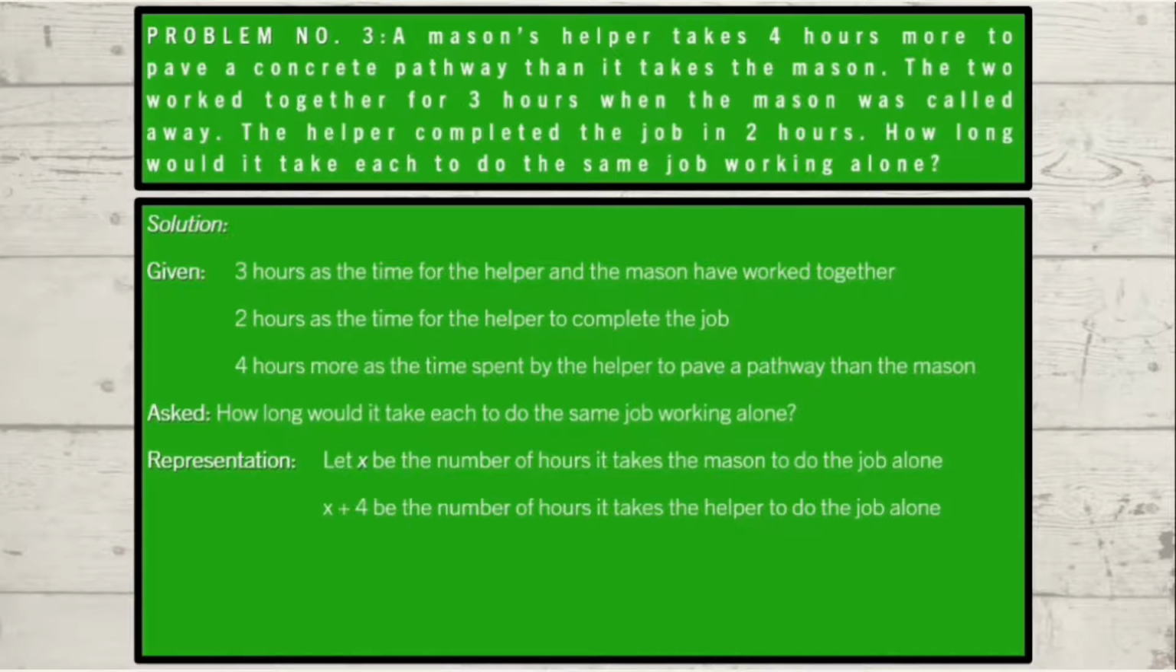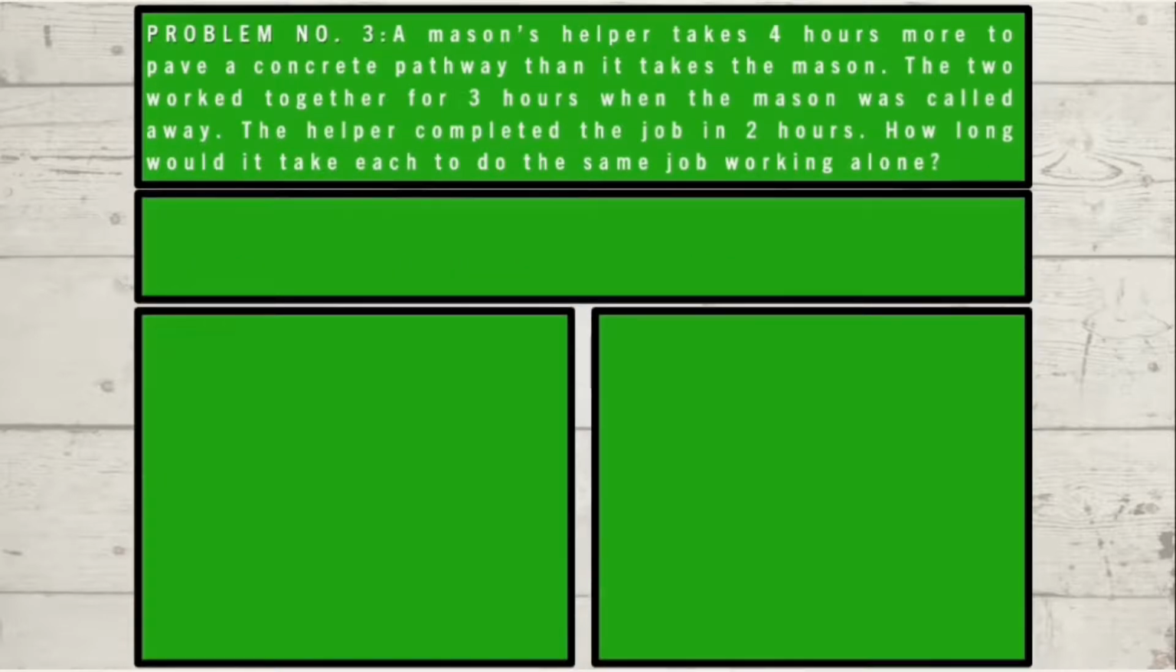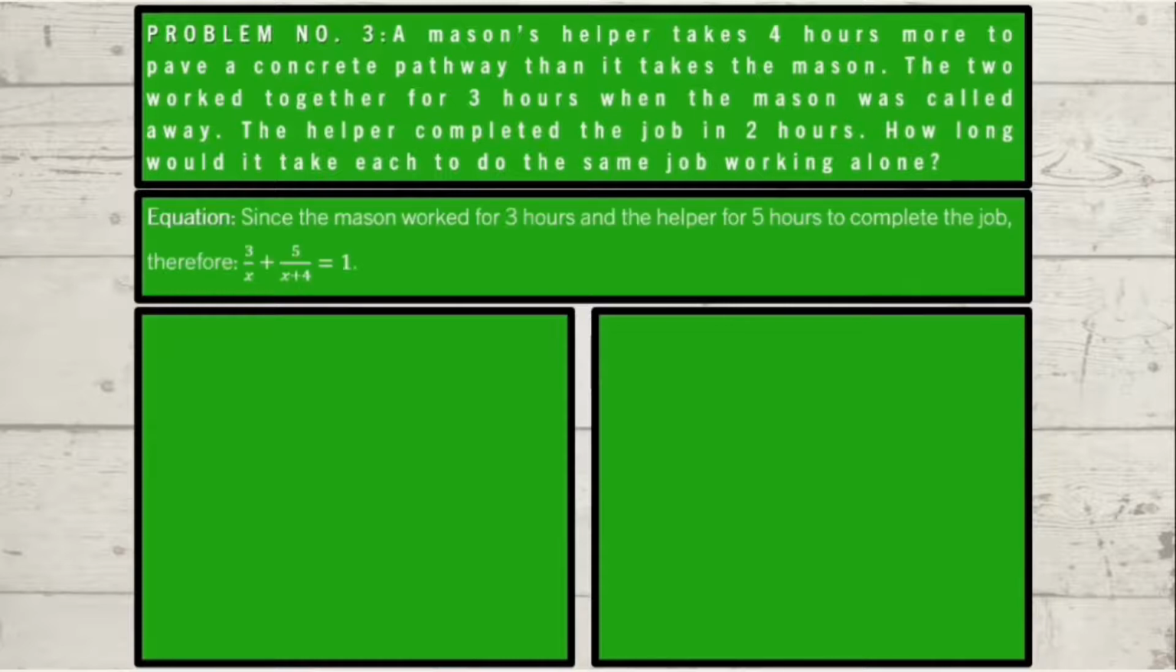For the first representation, we have 1 over x, which is part of the job done by the mason in 1 hour. On the second one, we have 1 over x plus 4, which is the part of the job done by the helper in 1 hour. From that, we are going to compose or write our equation. Our equation is 3 over x plus 5 over x plus 4 is equal to 1 since the mason worked for 3 hours and the helper for 5 hours to complete the job.